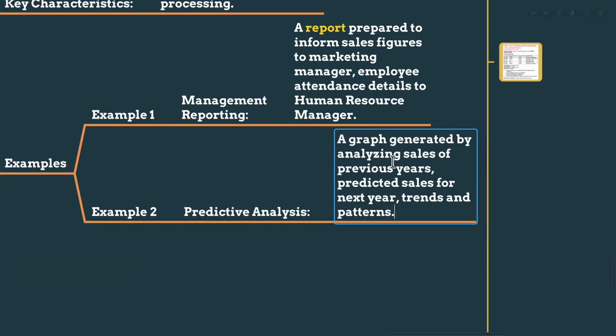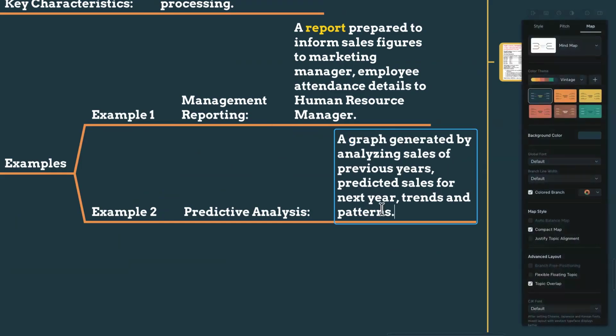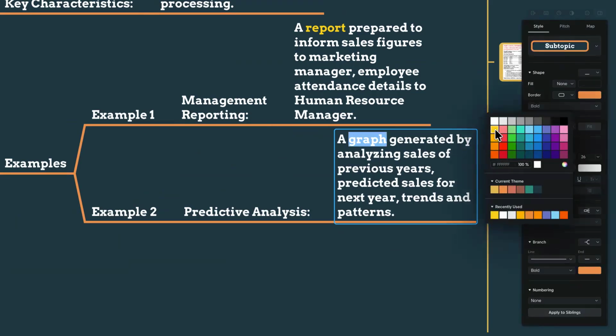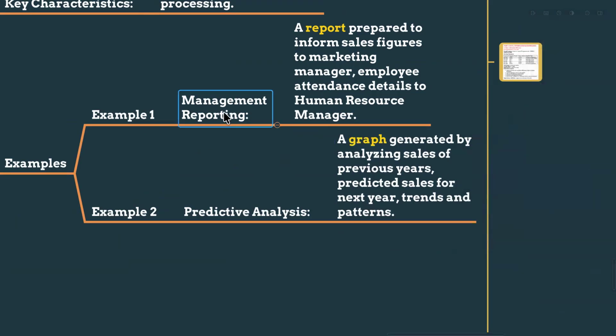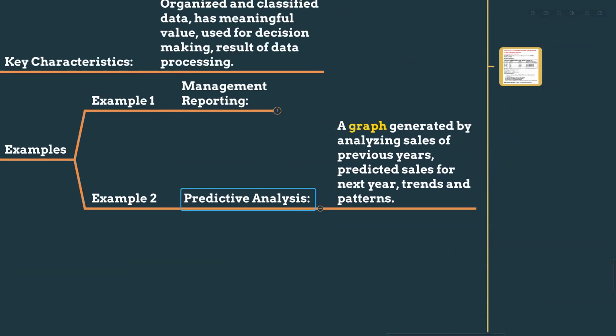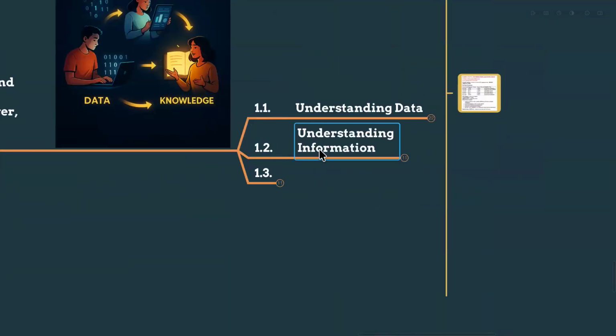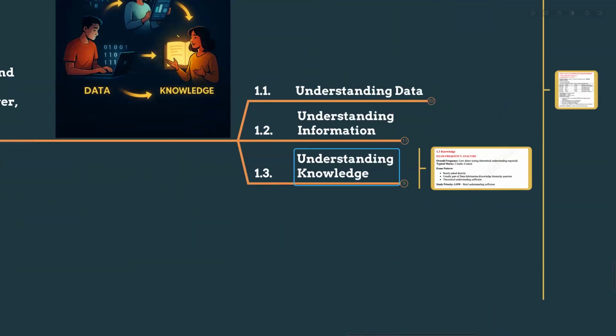A graph generated by analyzing the sales of previous years and predicting the sales for the next year, as well as the trends and patterns. So normally the graphs and charts come after processing the information. So management reporting and predictive analysis are the examples of information. As well as, let's understand the knowledge, right?